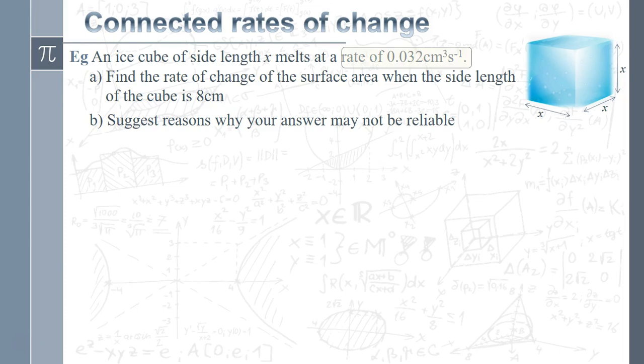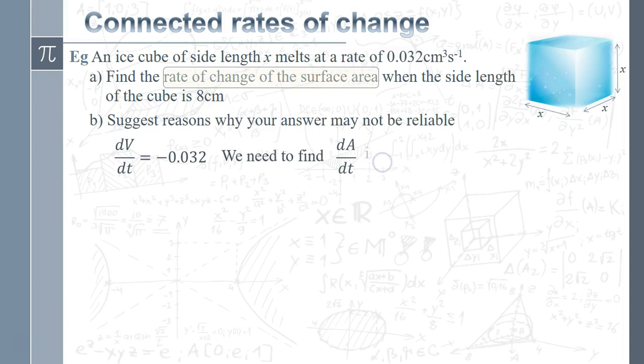There's our rate, 0.032 centimetres cubed per second, so that's volume per second, so that's dV/dt, which is that one. The thing we're going to need to find is dA/dt, and we've got the side length in terms of x, which is going to be 8, so we need dA/dt in terms of x. So how are we going to get to this one?